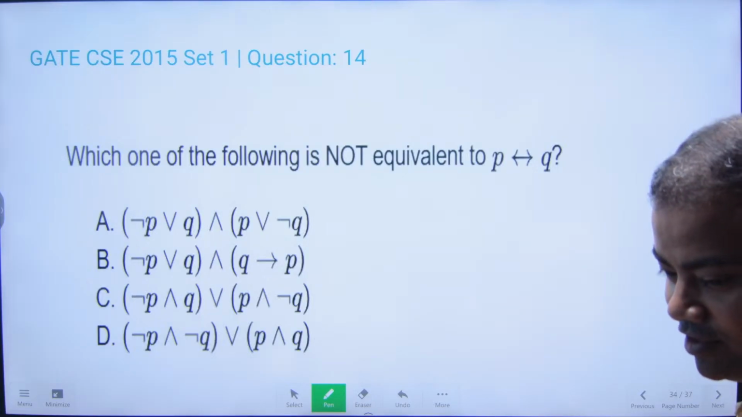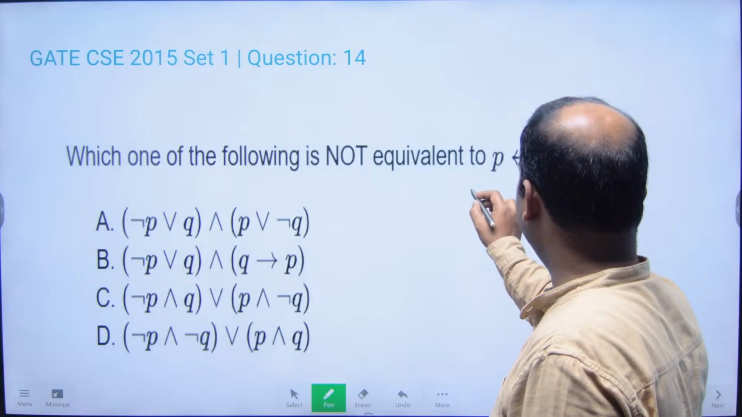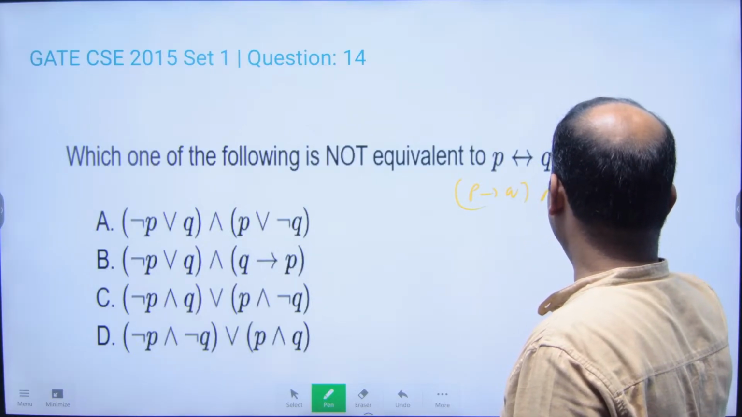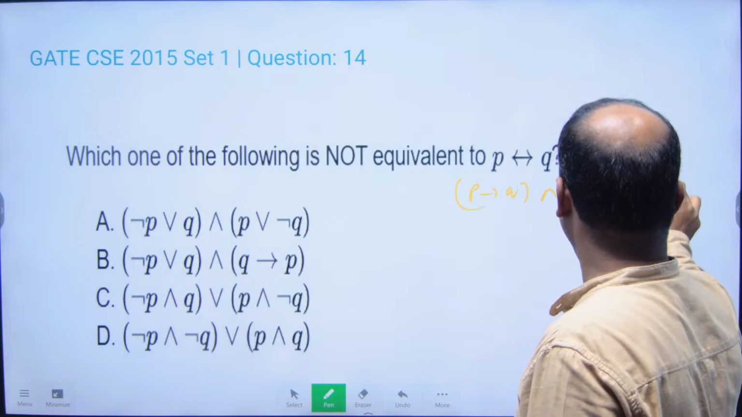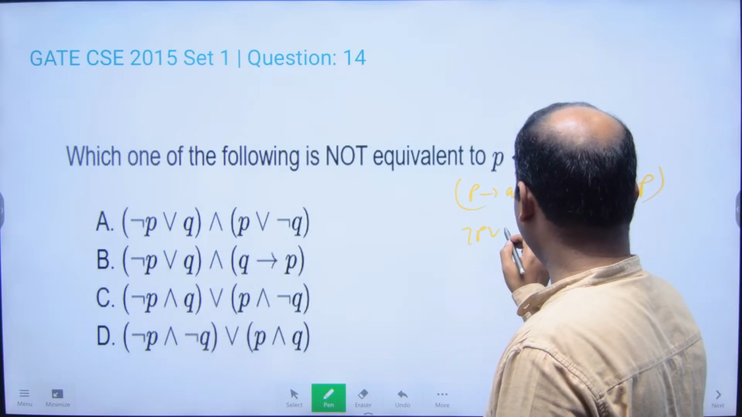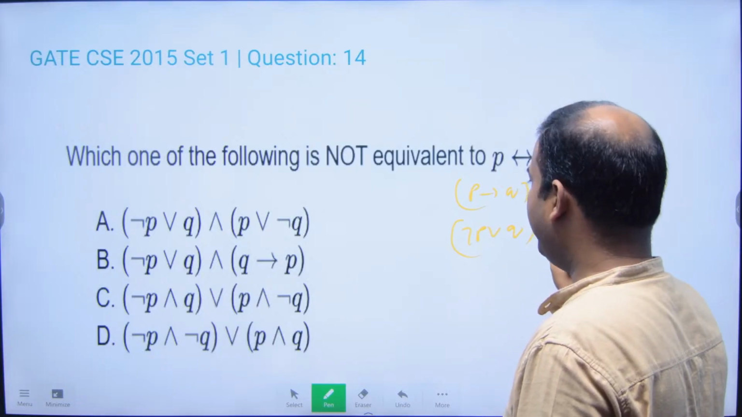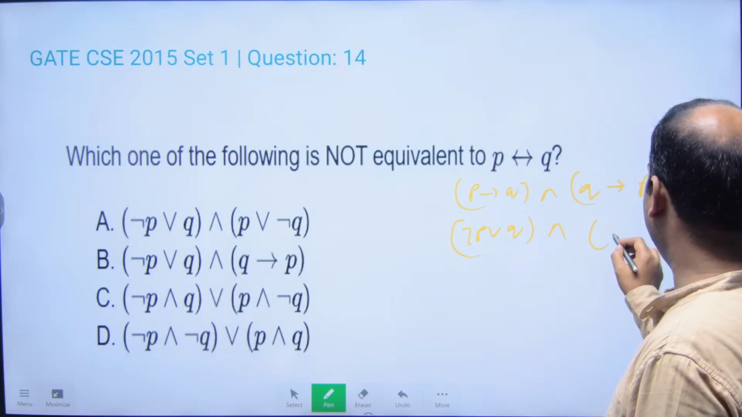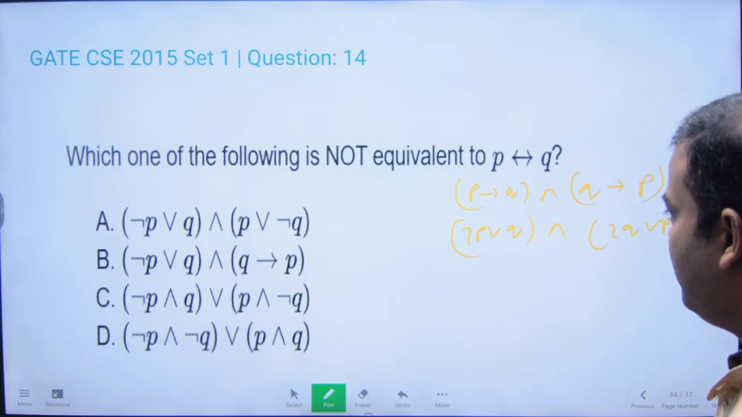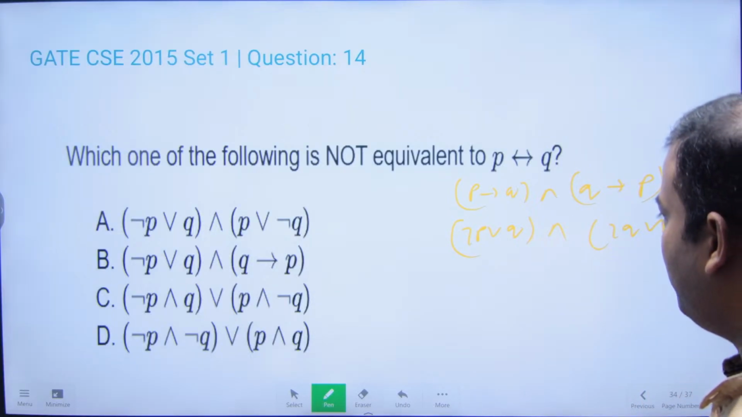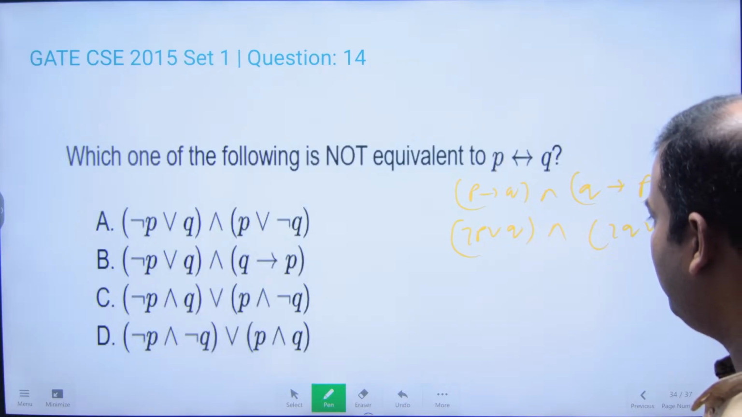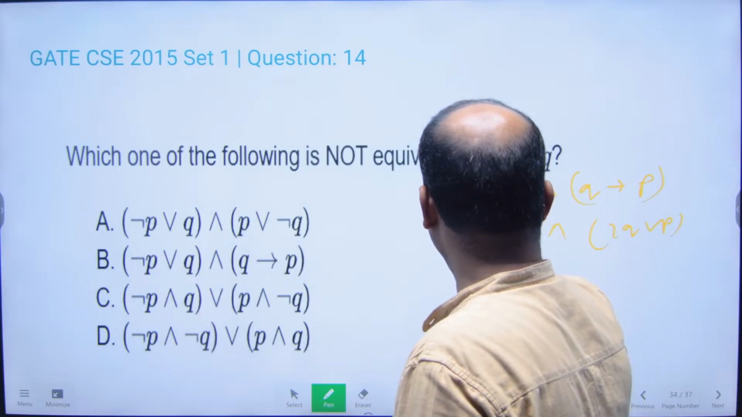Yes, after that you just apply. Means this is if P then Q, and this you have already written. So now this is what? Not P or Q and not Q or P. Which one? Option B. Not P or Q. Yes, this one.